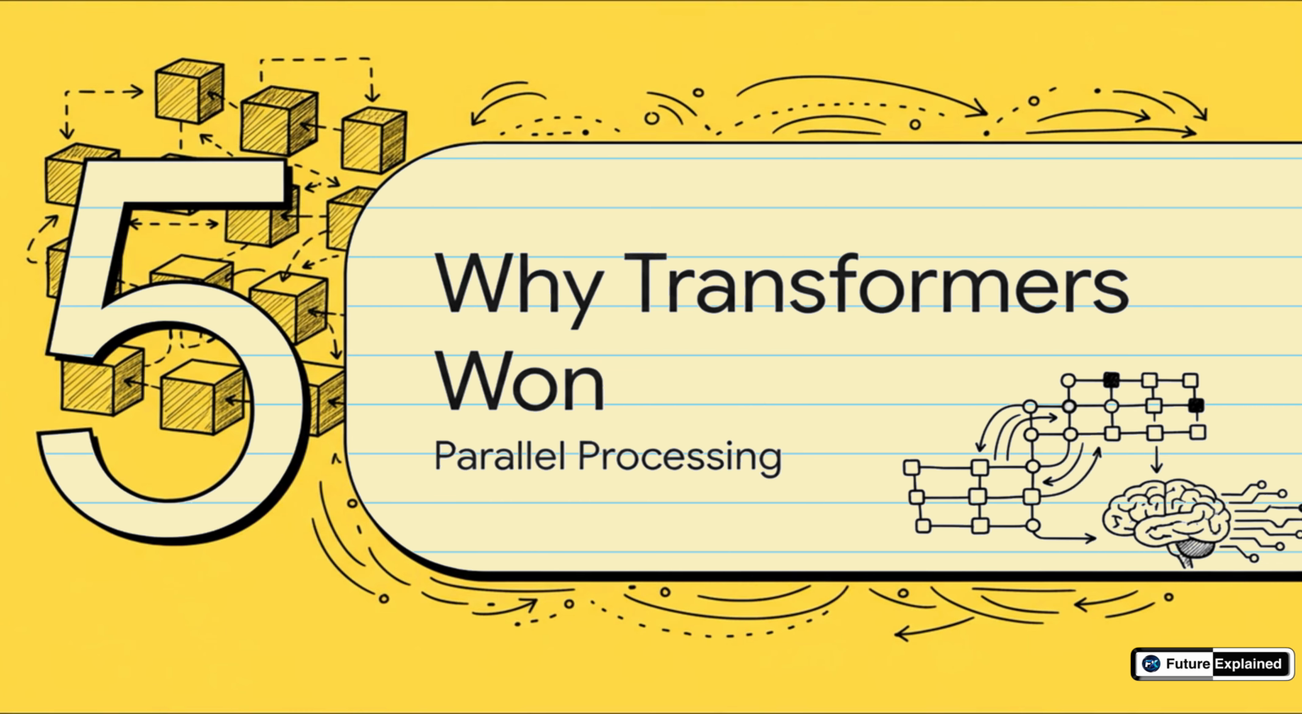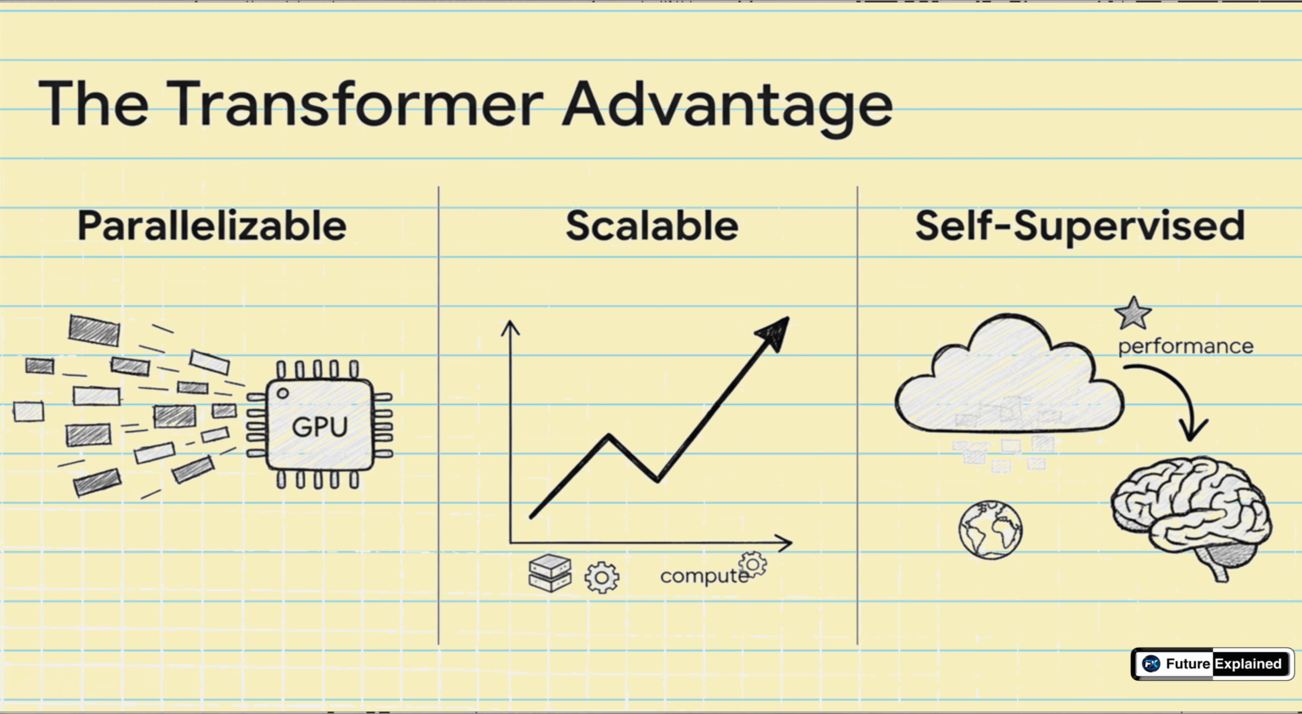Now, that whole attention process is a ton of work for the computer, but it has some really special properties that just blew everything else out of the water. So the big question is, why did this specific design take over the entire world of AI? It really boils down to three huge advantages. First, they are massively parallelizable.